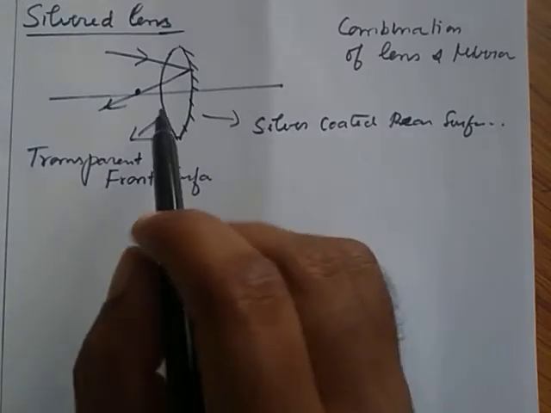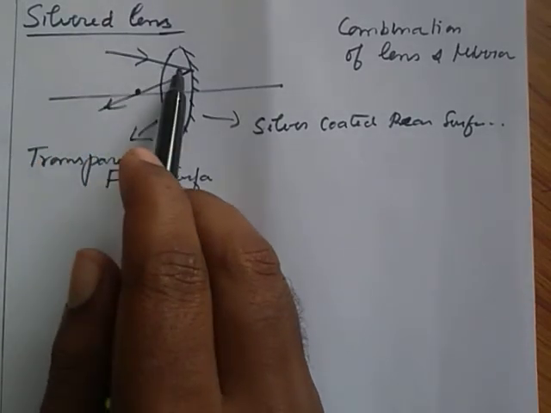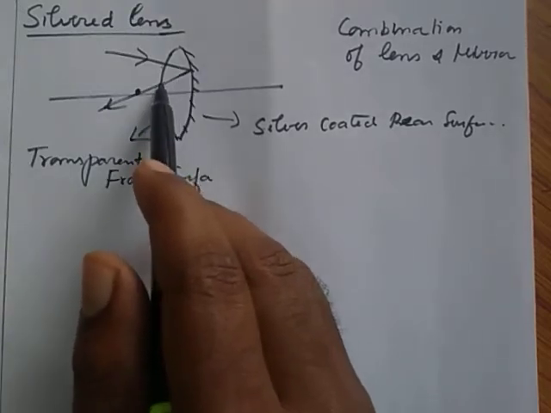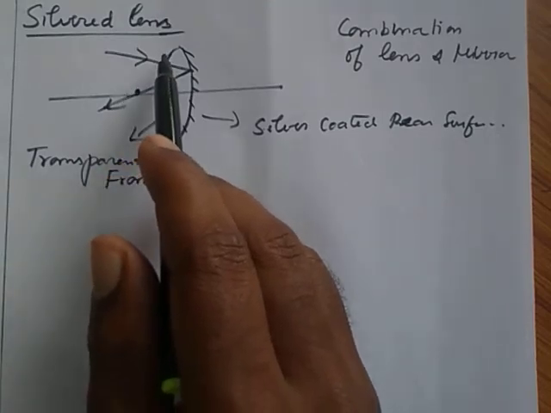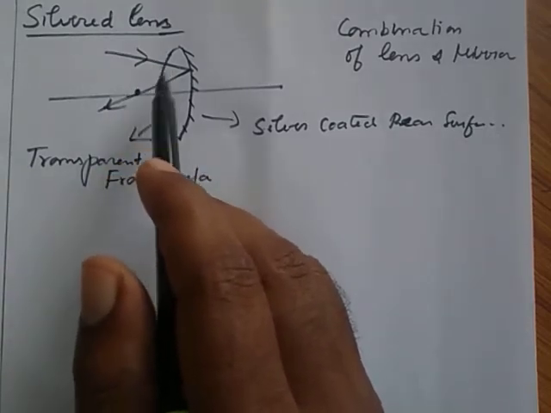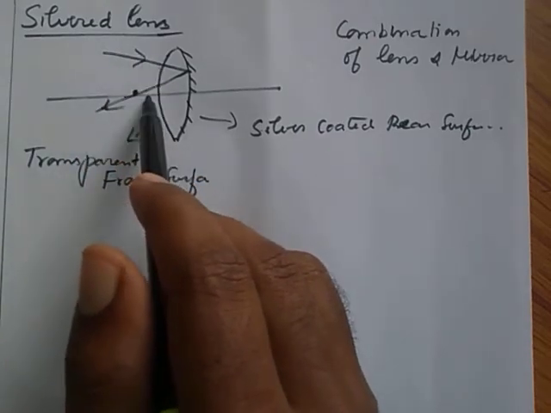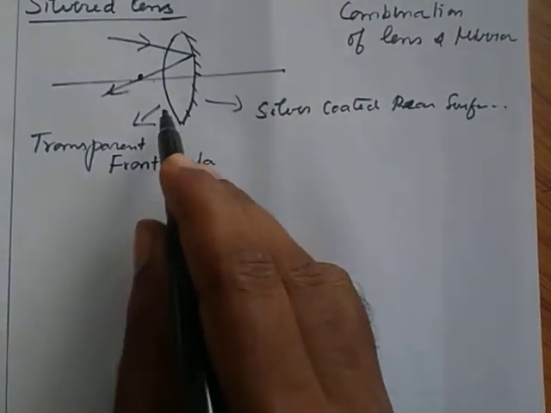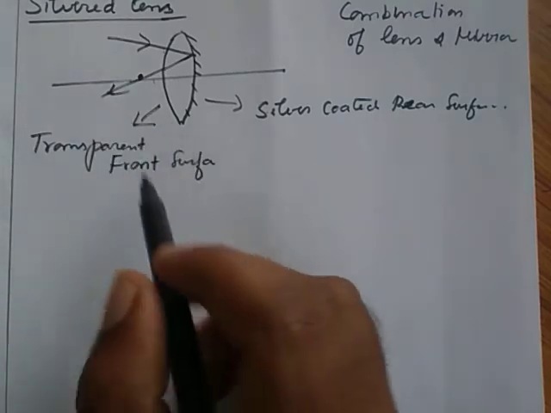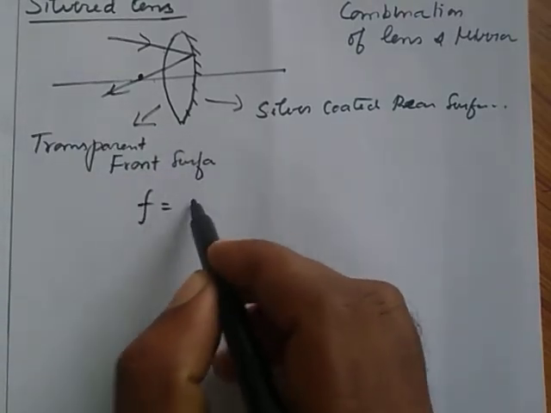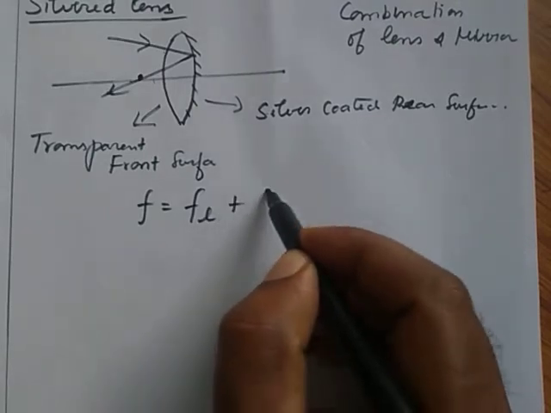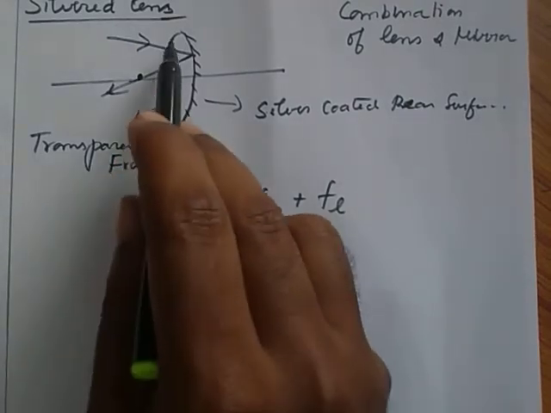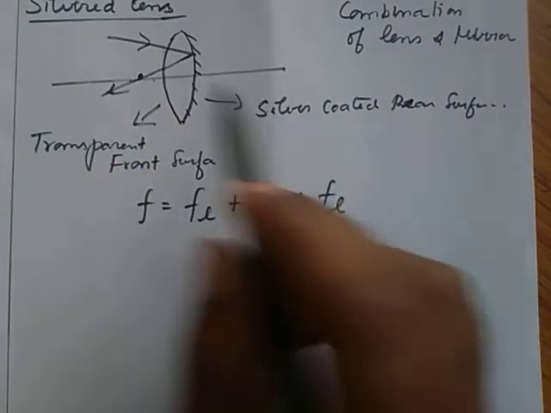See, first of all the ray of light is incident the first time, and after reflection by the concave mirror, it will refract one more time. The light travels two times through the lens, but for the mirror it is only one time. So we can write the focal length of the combination of lens and mirror, that is the silvered lens, as f equals fl plus fm plus fl. First the focal length by the lens, then by the mirror, then again by the lens.